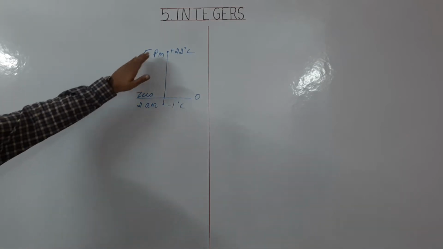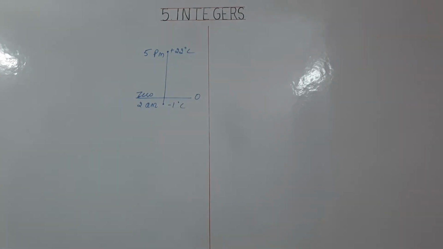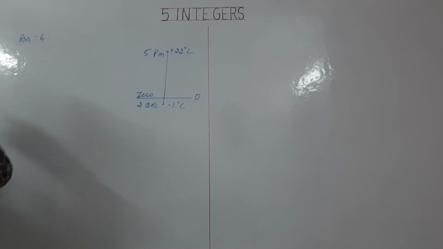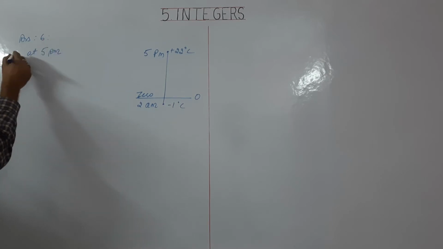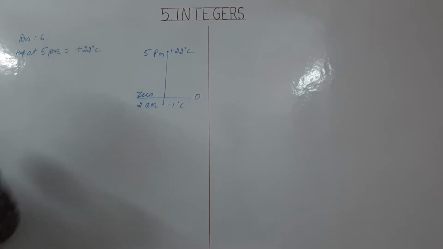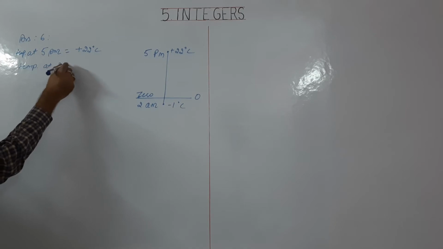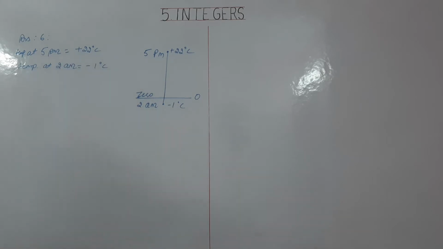above datum, it's better to use plus sign. So at 5 p.m. the temperature was plus 22 degrees C. At 2 a.m. the temperature was minus 1 degree C or degree centigrade. Find the change in temperature. So answer number 6. At 5 p.m., or we can write TEMP, temperature at 5 p.m. equals plus 22 degrees C, and temperature at 2 a.m. equals minus 1 degree centigrade.